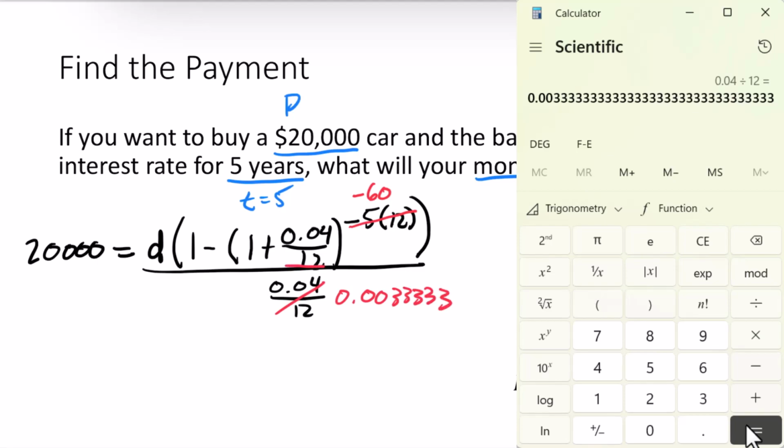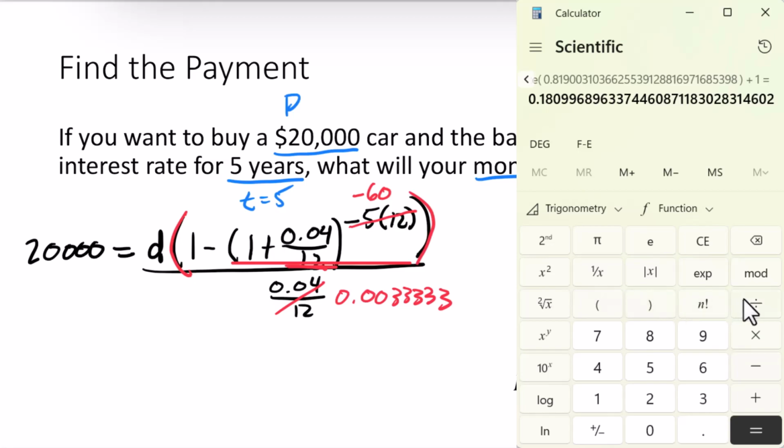And that decimal is also this part right here. So I'll take that number and add 1 to it. And that gives me this number. And I need to raise it to an exponent of -60. So I click my exponent button, type in 60, and then make the 60 negative. And then click the equal sign. And that's what this part simplifies to. Now I need to do 1 minus that. So I'm going to make this negative and add 1 to it. And this is all of the stuff in the big set of parentheses.